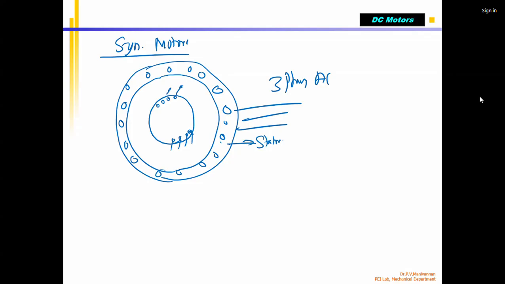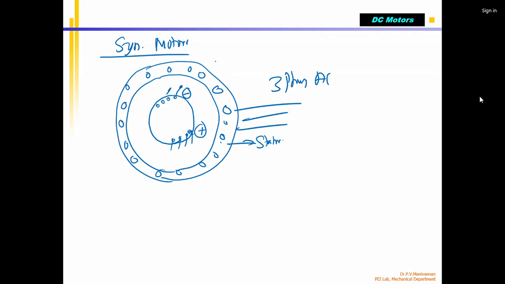Okay. So since there are two coils, this one is supplied with plus voltage and this is negative voltage. You know that for the rotor we need to supply DC voltage. The plus terminal is connected this side, and the current goes inside the coil and comes out at the minus side. Okay.